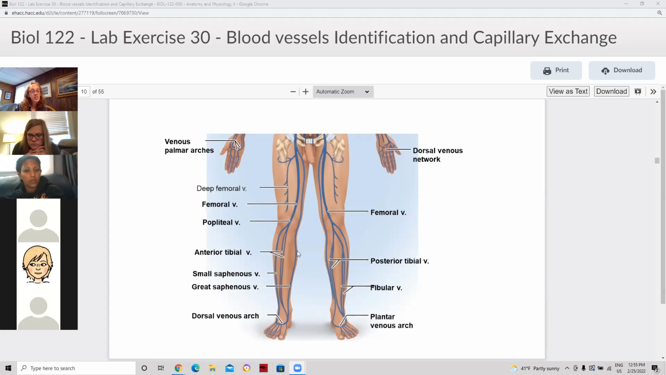The great saphenous vein, which is the longest vein in your body, comes all the way from up here, all the way down to your ankle. That's the great saphenous vein. That is the one that they like to take tissue from when they're doing coronary bypasses.